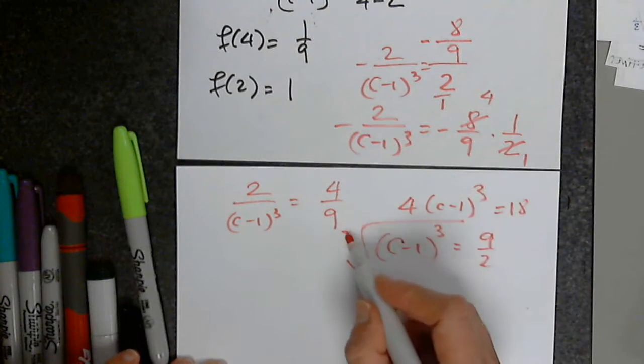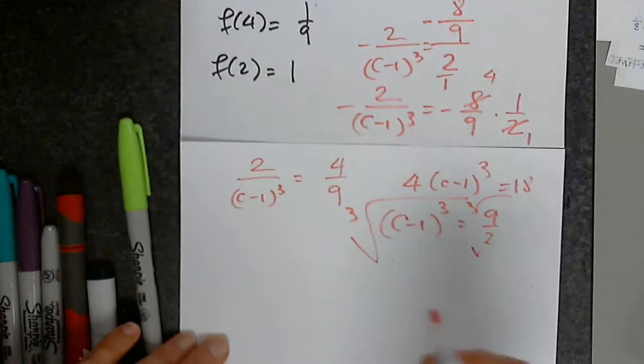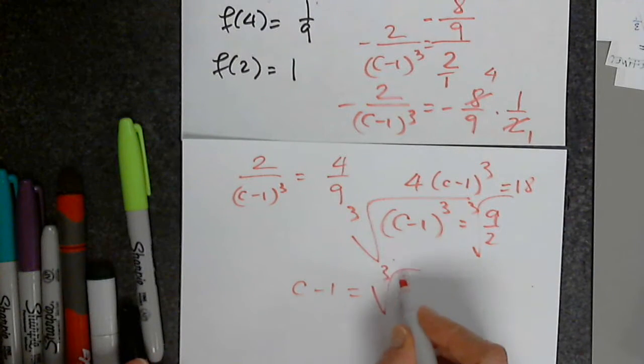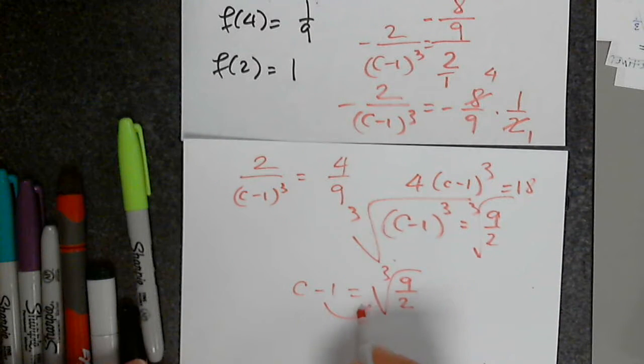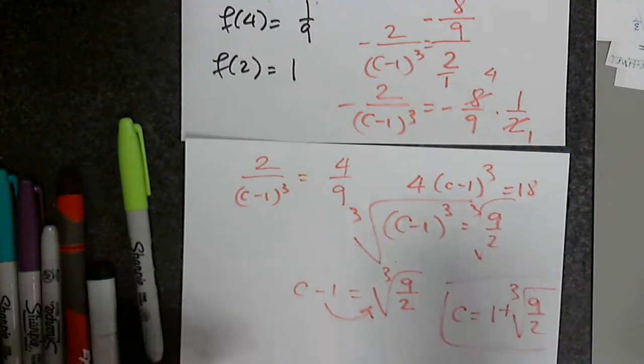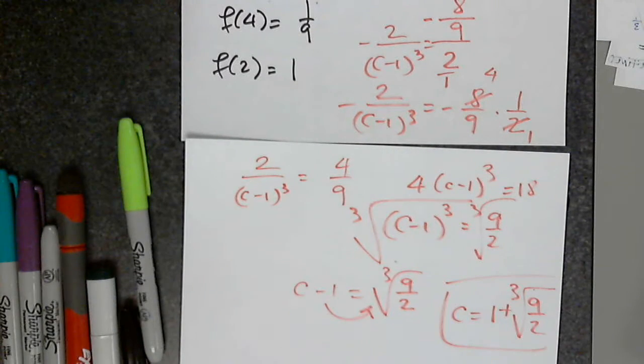And of course, the cube root. There is only one real answer, the cube root of 9 over 2. And I move 1. C equals 1 plus the cube root of 9 over 2. This number must be between 2 and 4. It's guaranteed. It's guaranteed by the mean value theorem.